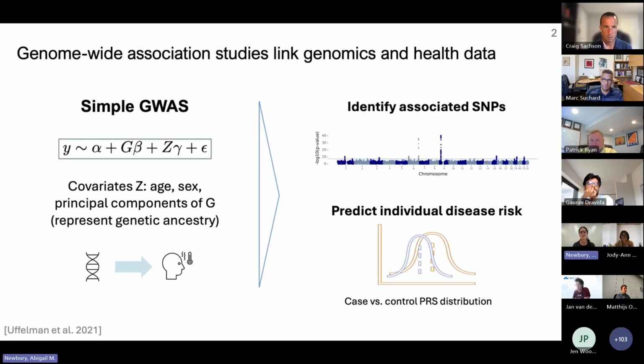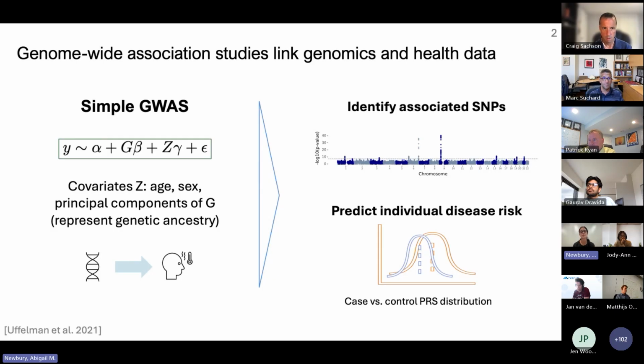So I want to start off by talking about genome-wide association studies, which link genomics and healthcare data. In a very simple GWAS, we're regressing a phenotype vector Y on our genetic data matrix G and some covariate matrix Z. Our genotype matrix is typically made of samples by SNPs, and SNP here is a single nucleotide polymorphism. This represents a position along the DNA in which someone can have 0, 1, or 2 copies of an alternate allele.